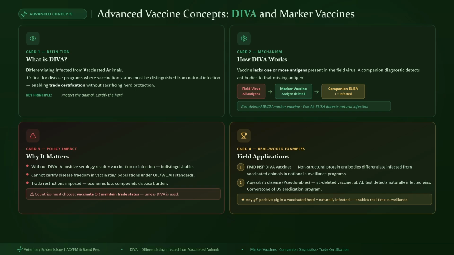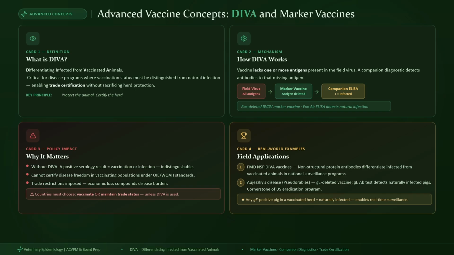Two field examples make this concrete. In FMD, non-structural protein DIVA vaccines let national surveillance programs separate infected from vaccinated animals. And pseudorabies used a GE-deleted vaccine paired with a GE antibody test. Any GE-positive pig in a vaccinated herd is, by definition, naturally infected. That was the cornerstone of the U.S. pseudorabies eradication program.